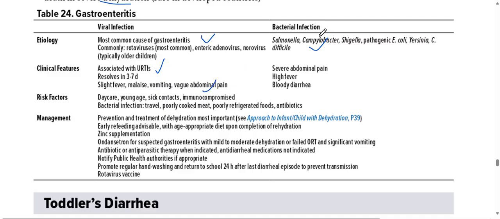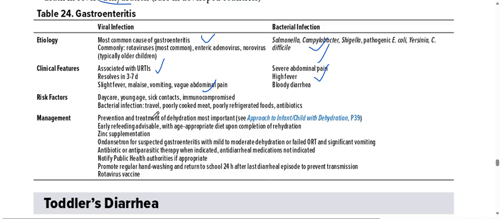But with bacterial infection, there will be severe abdominal pain, high fever, and bloody diarrhea. So blood is there, high fever is there, severe pain is there. Severe tummy pain, high fever, bloody diarrhea: suspicion should be bacterial infection. Risk factors are common for both, like daycare, young age, sick contact, and immunocompromised status. For bacterial infection, maybe travel history, poorly cooked meat, poorly refrigerated foods, and antibiotics.